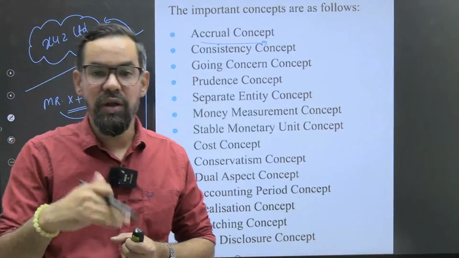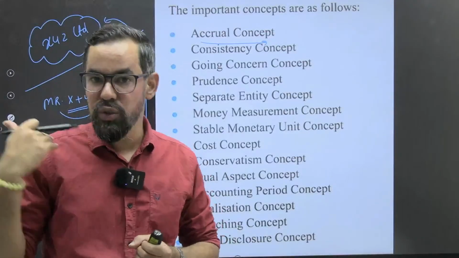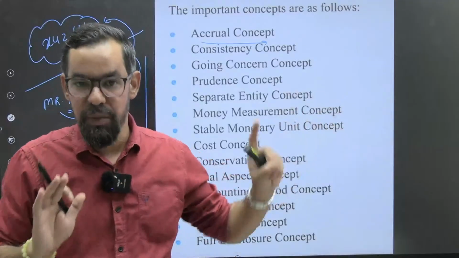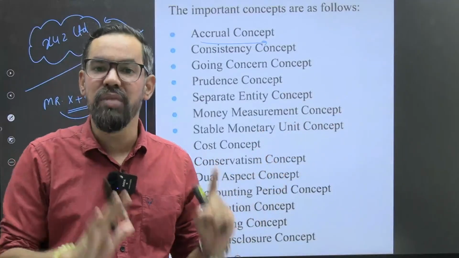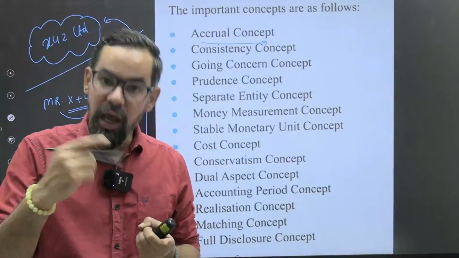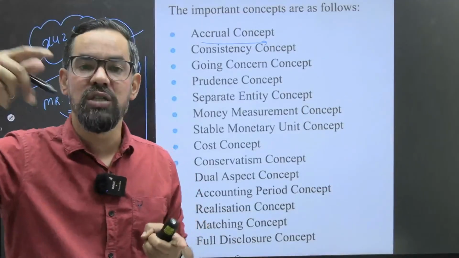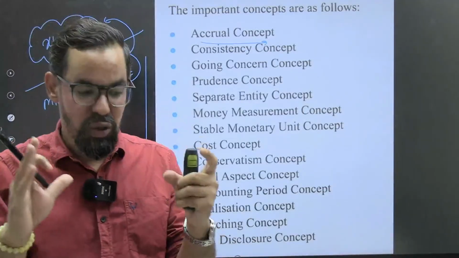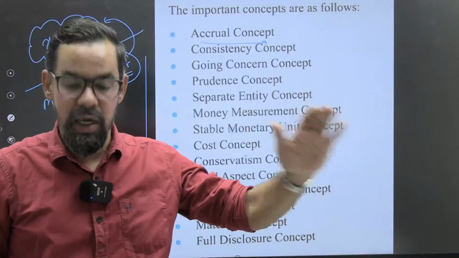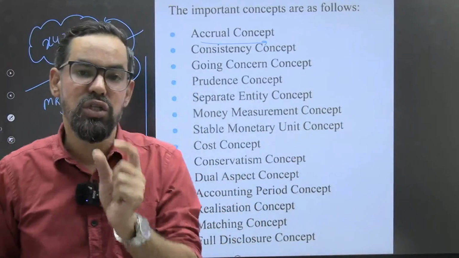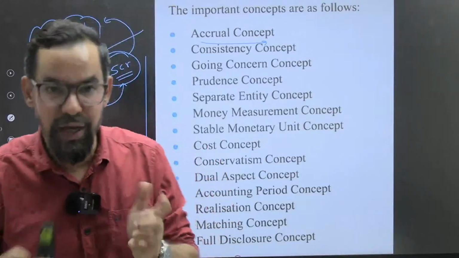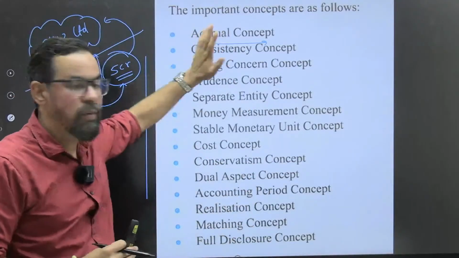Let's say we did a sale to XYZ, they did a sale to ABC on 1st of May 2025, and they are going to receive that amount, suppose based on a bill of exchange, after 60 days. We will record that particular transaction on 1st of May itself. In our books that entry will happen on this date.